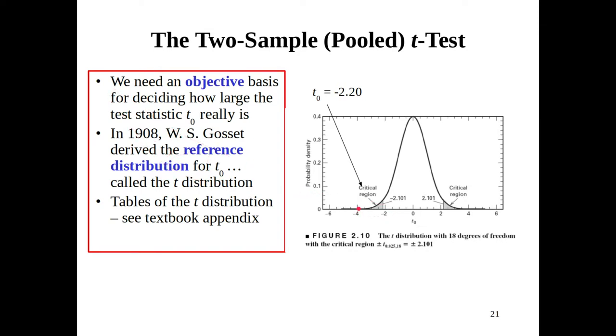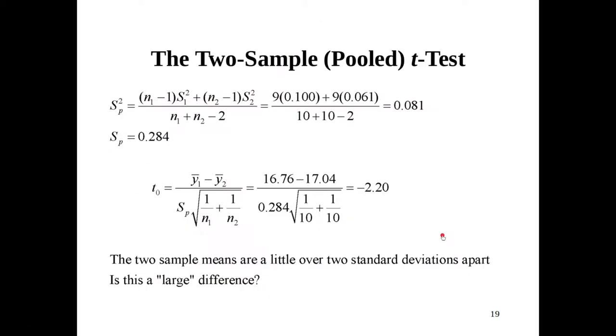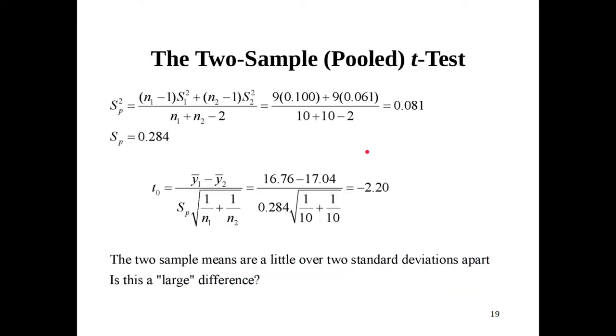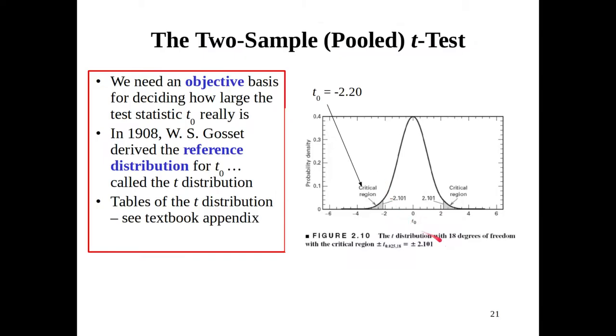So here, similar to our z distribution, this is the t distribution. We have the t distribution with 18 degrees of freedom. Now, where did the 18 come from? The degrees of freedom is basically n1 plus n2 minus 2. So we know n1, we know n2, 10 plus 10, 20, minus 2 is 18. So that's why 18 degrees of freedom.